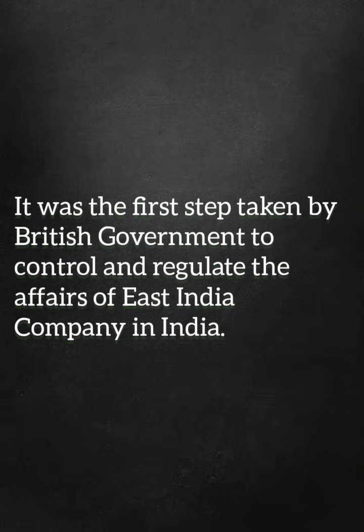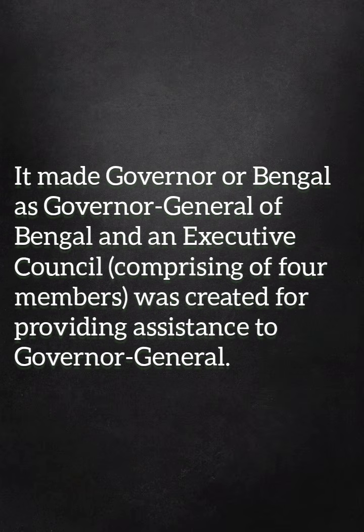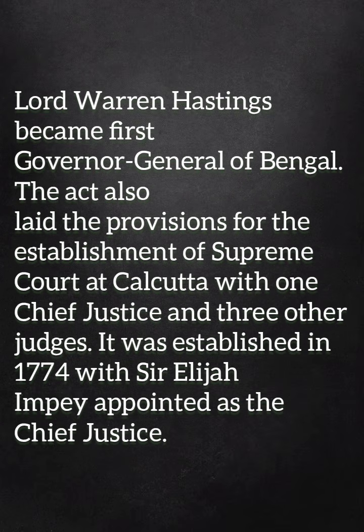Regulating Act of 1773. It was the first step taken by the British government to control and regulate the affairs of the East India Company in India. It made the Governor of Bengal the Governor-General of Bengal, and an executive council comprising 4 members was created for providing assistance to the Governor-General. Lord Warren Hastings became the first Governor-General of Bengal. The Act also laid the provisions for the establishment of a Supreme Court at Calcutta with 1 Chief Justice and 3 other judges. It was established in 1774 with Sir Elijah Impey appointed as the Chief Justice.